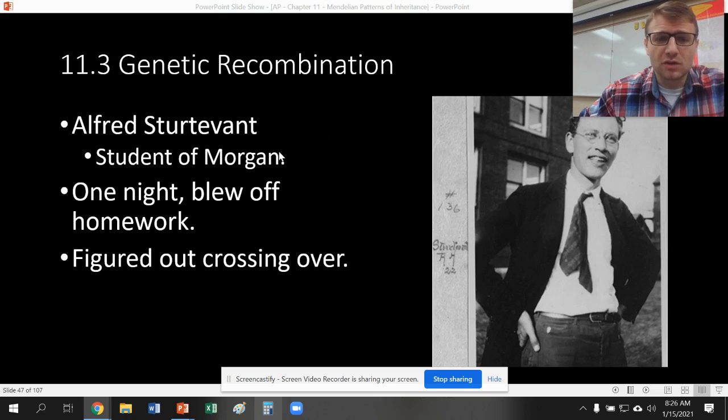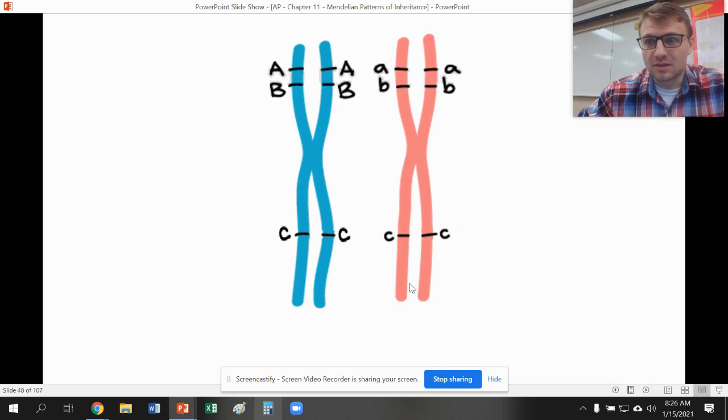So Alfred Sturtevant, he was a student of Morgan's, and one night he blew off his homework and wanted to figure this out. So he figured out crossing over and actually figured out the process, and that genes are located on your chromosomes in different orders. I know it's like, "Oh my gosh, this is crazy, Mr. Friedhoff. I can't believe it. You're telling me genes are on chromosomes in different areas." Like, yeah, I know that, but again, early 1900s, they didn't know any of this. It was like mind blowing.